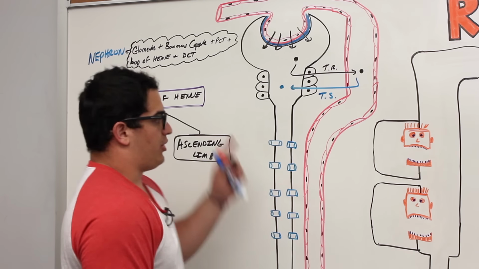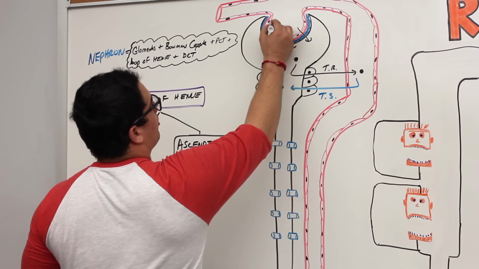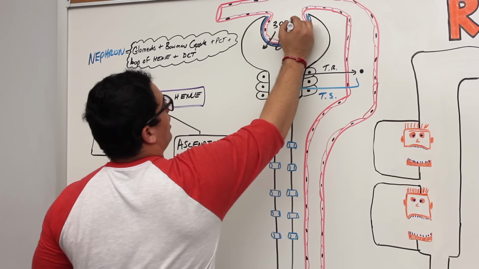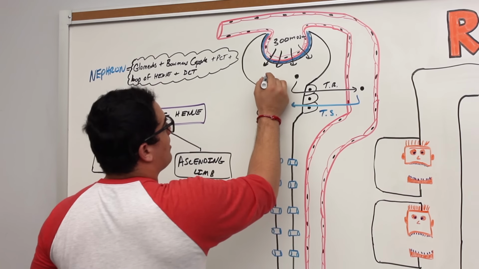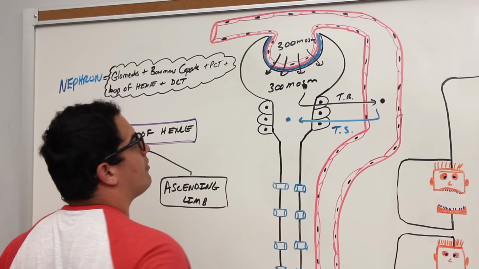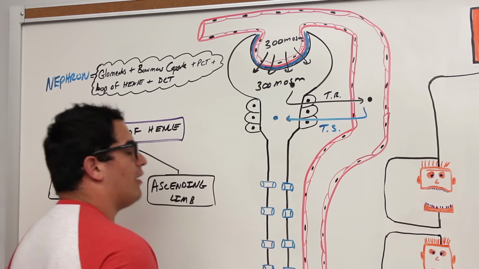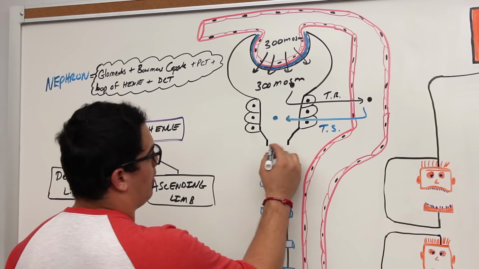Now I've got to get some numbers in here again. Sorry guys, I really wish I didn't have to do all these numbers, but if you remember, what was the osmolarity inside of the glomerulus? It was approximately 300 milliosmoles. What was it when it went into the Bowman's capsule? It was approximately 300 milliosmoles. Here's the next question. What is it when it leaves the proximal convoluted tubule? Some of you might be blown away by this. Some of you might understand it.